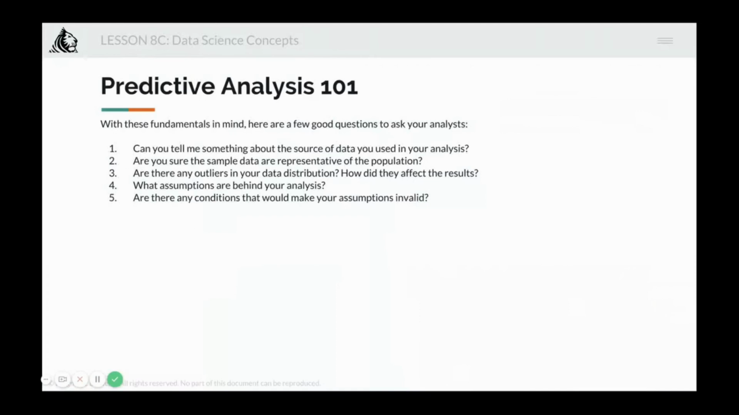If you're selling to high-end customers, but the data has been sourced on, let's say, teenagers, or an early 20s audience, then perhaps the results are not going to be a very good predictor of my actual sales. Are there any outliers? What assumptions are behind it? And what conditions would make the assumptions invalid?